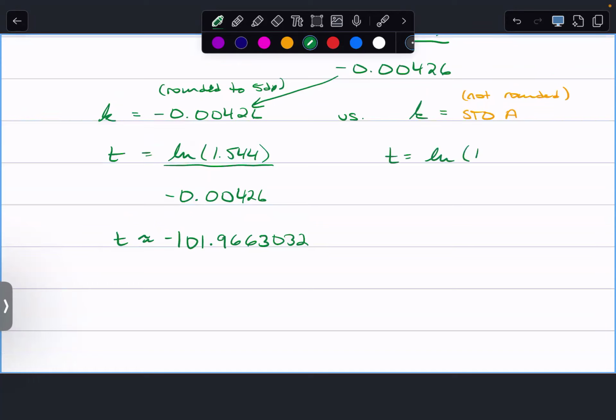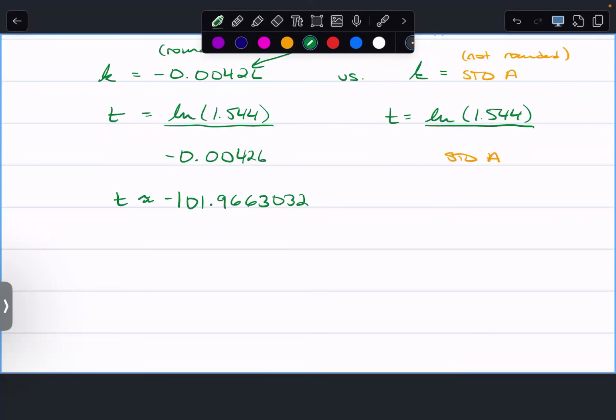t is the natural log of 1.544 divided by store a. Shift. Oh, yeah. Recall a. Slightly different. Negative 101.939684.